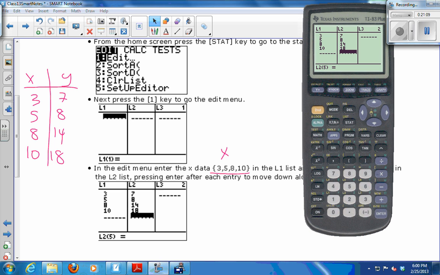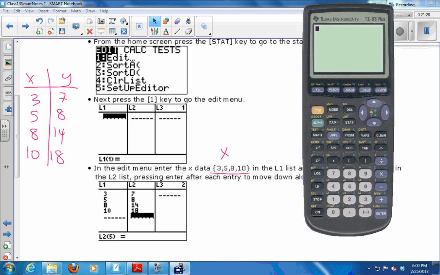Okay, so the next move is we want to graph this data. So let's just quit out of here, go to the home screen. To graph the data, there's 2 ways to do it. So the first way is the way that I wrote down in the little sheet, so we'll do that first.